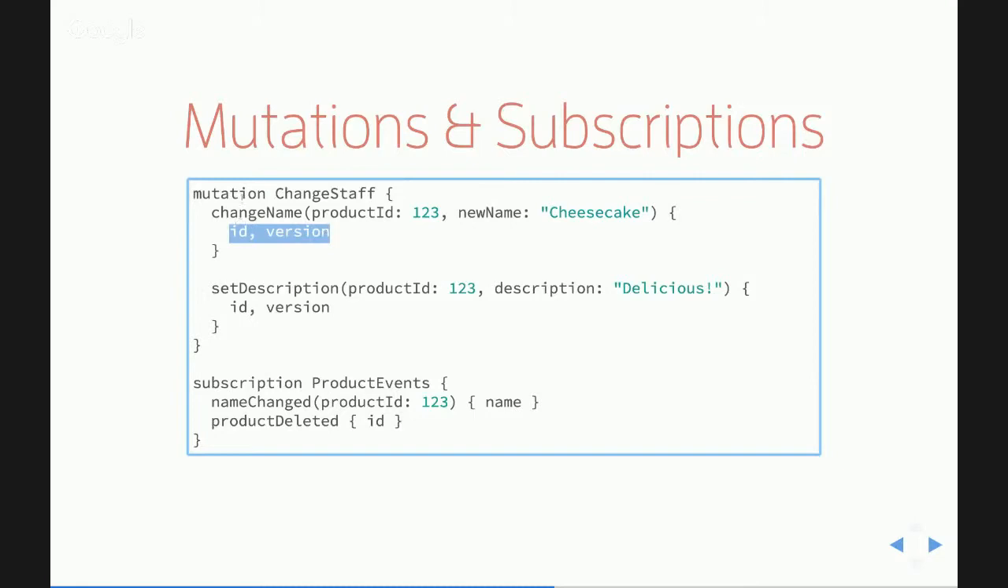The only difference between mutation and query types is that in mutation, all fields are executed sequentially. This means that change name would always be executed before set description. In query, it's a little bit different because you can potentially return a future from a field, and this would mean that fields would be executed in parallel.